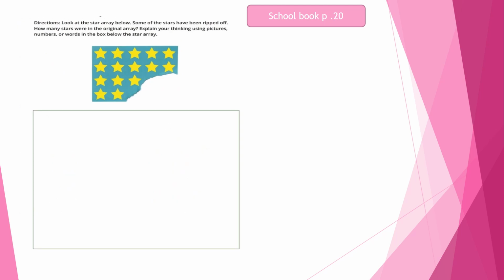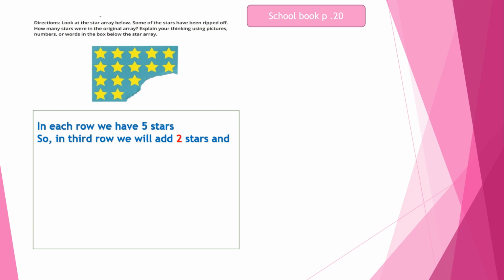The challenge part. Choose an array from the apply activity if each star costs 2 LE. How much would it cost to buy the whole array? Okay, here's our array. In this array, each one star costs 2 LE. To find the total cost, we want to know the total number of stars.